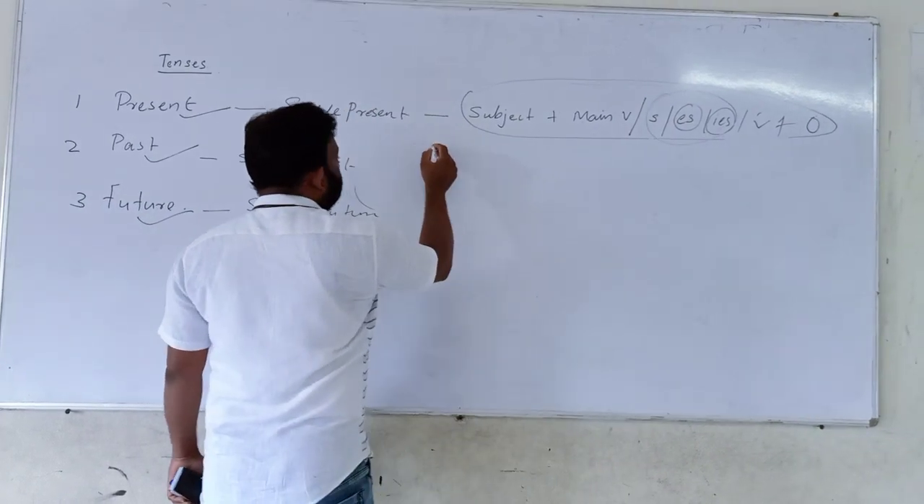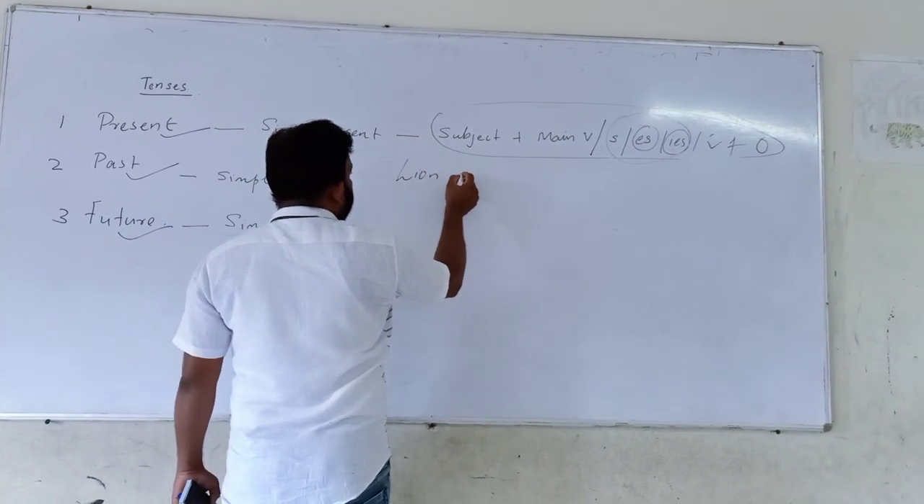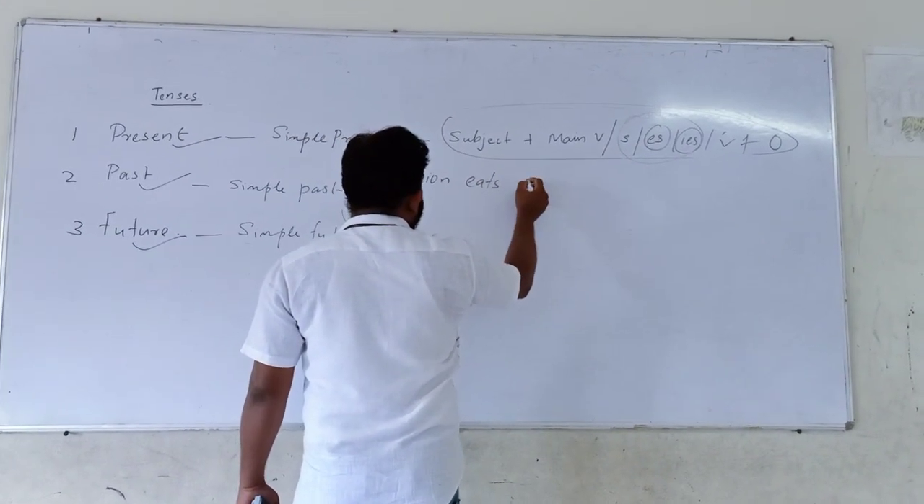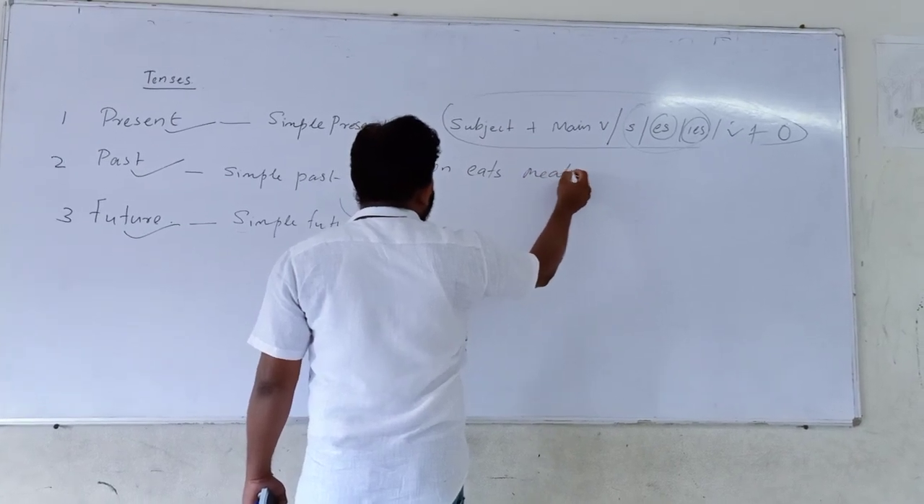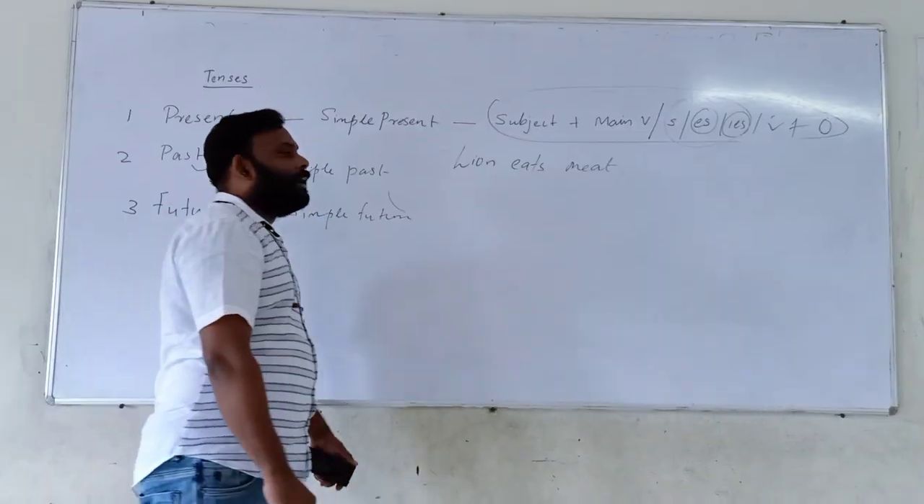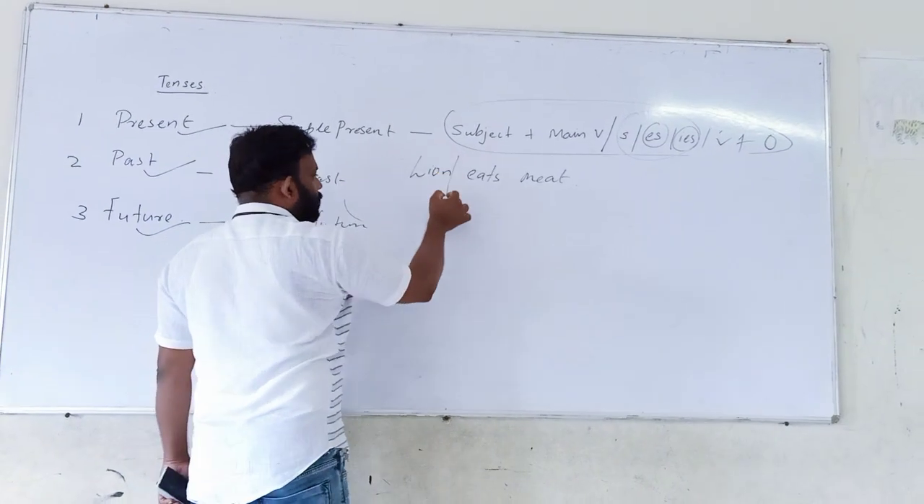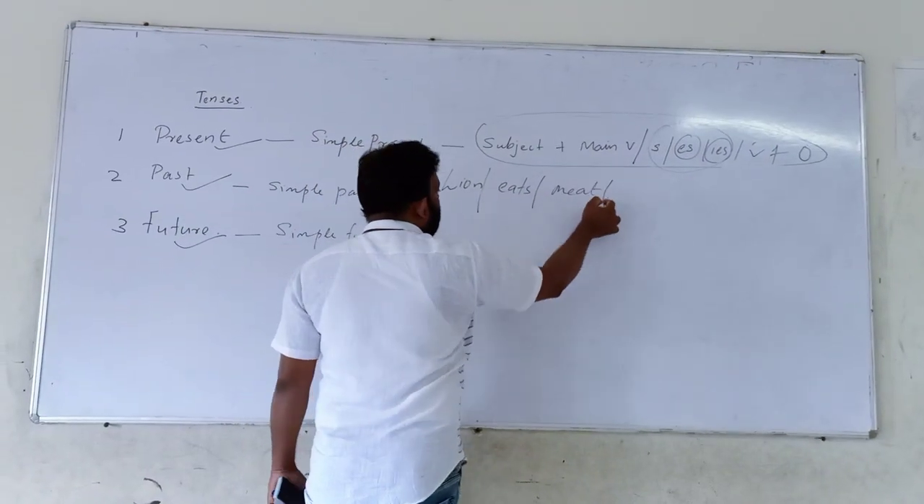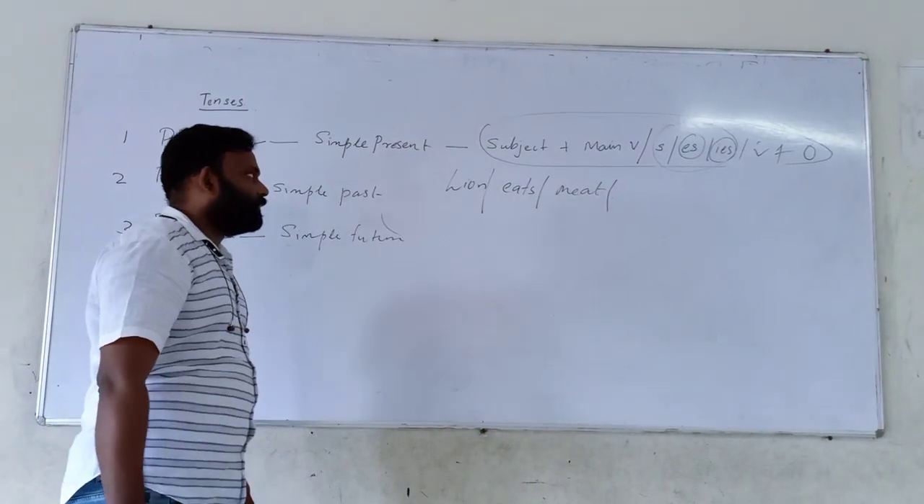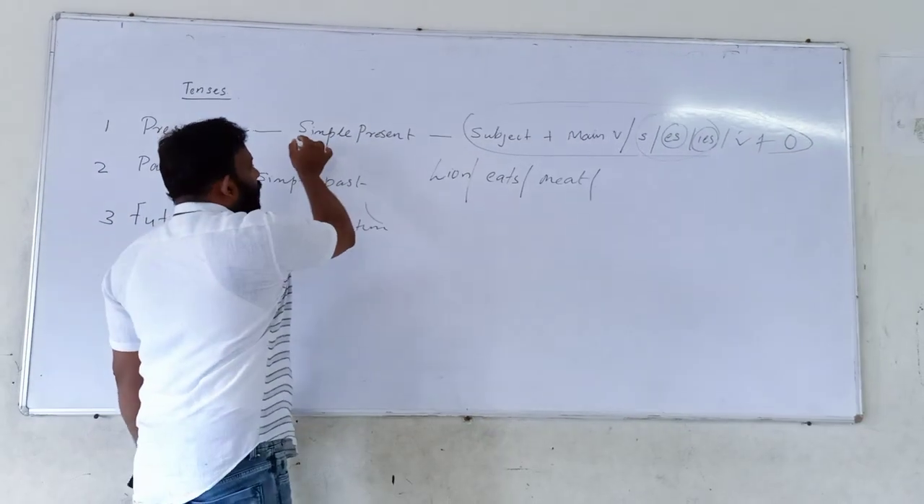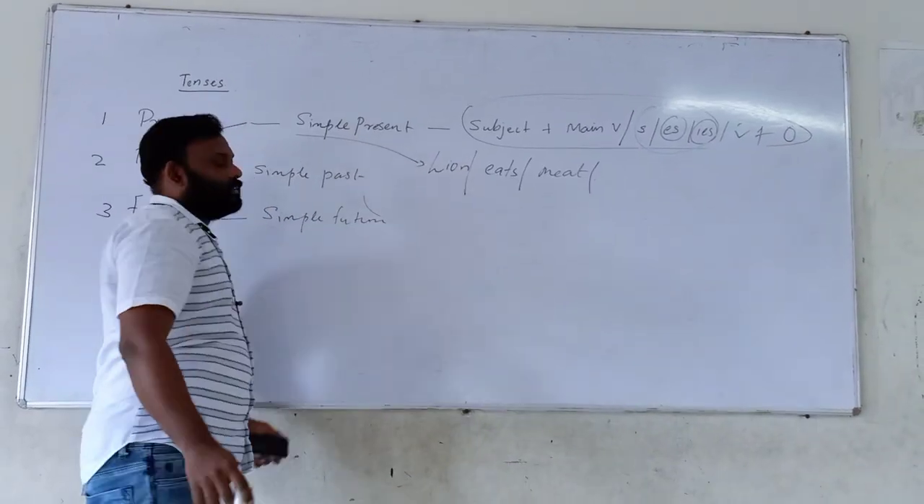For example, lion eats meat. Lion eats meat. So lion is the subject, eats is the verb, and meat is the object. So that is simple present tense.